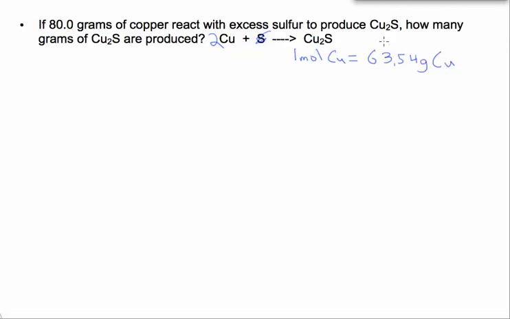We also know that if we want to get from the copper 1 sulfide from moles to grams, we have to use its molar mass as well. So 1 mole of Cu2S equals, and we already have what 1 copper is, and sulfur is 32.06. So the molar mass is 159.14.